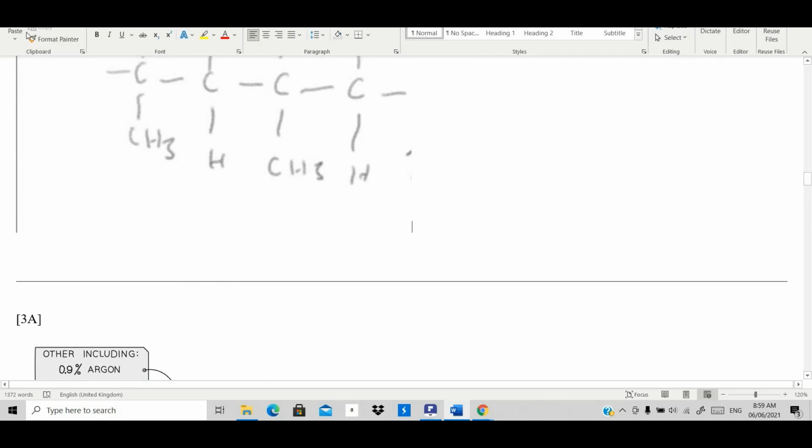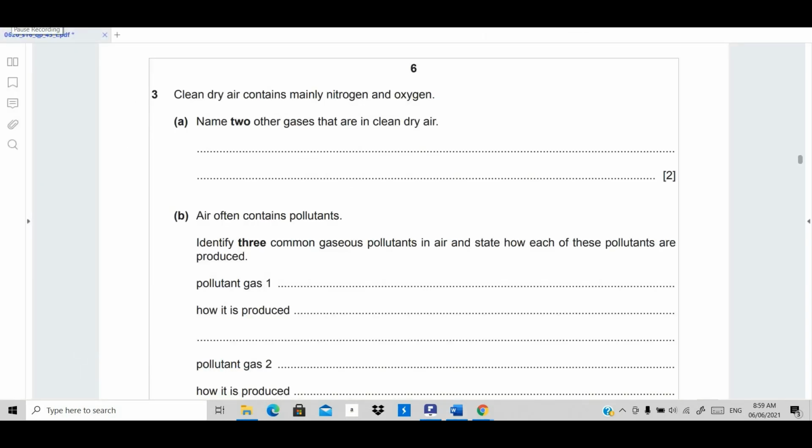So we are done with the second question. Now moving on to the third question. Clean dry air contains mainly nitrogen and oxygen. Part A states: name two other gases that are in clean dry air. So they're asking us to mention two other gases that are in clean dry air.